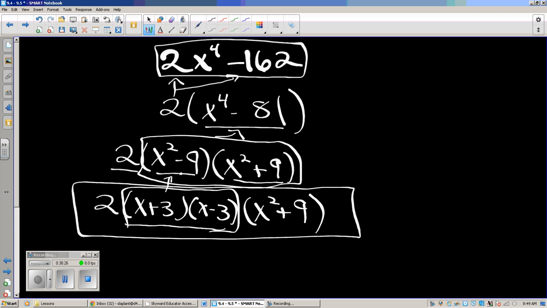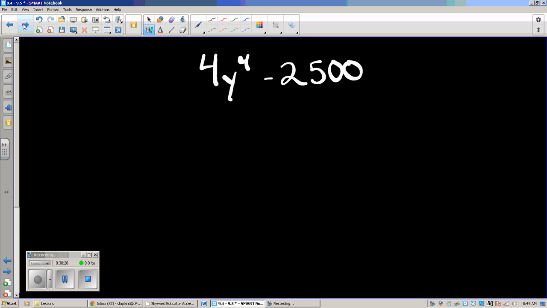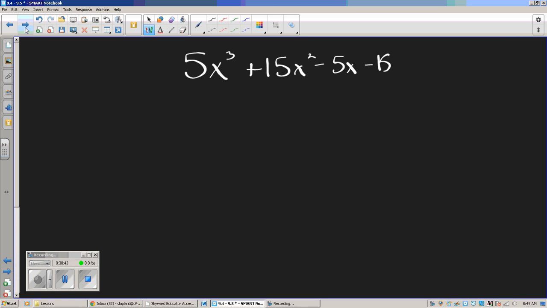But okay, just a couple more examples. Let's look at this. 4y to the 4th minus 2500. This one's very, I'm going to skip this one for now. Special case circumstance. If I looked at this, how would you go about attacking this problem? Just looking at it to begin with.